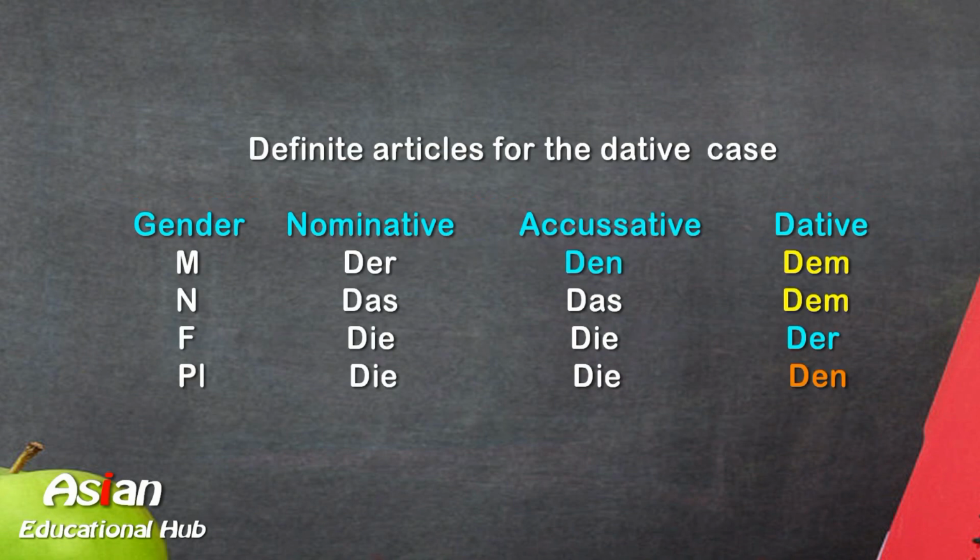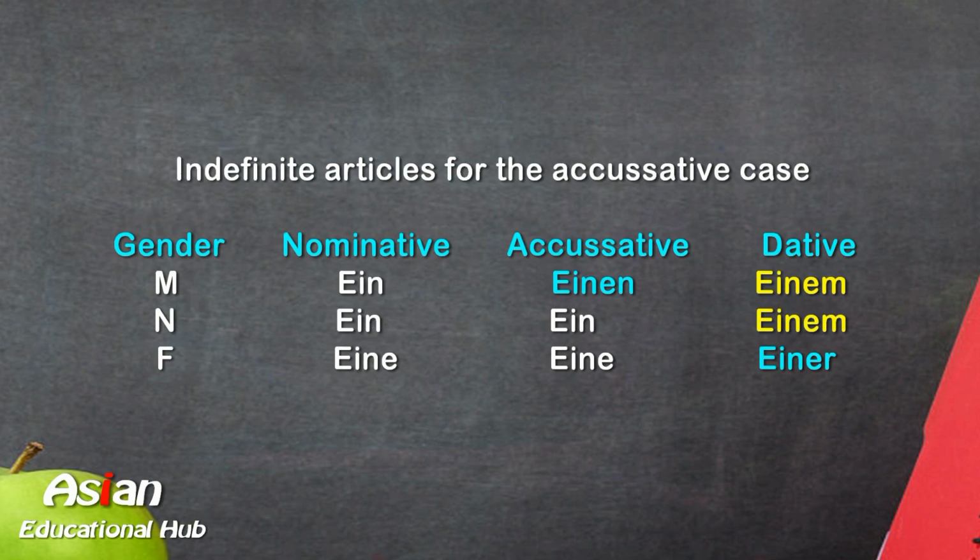Let us learn the definite articles for the dative case. In the dative we use dem, der and den. Dem for masculine and neuter nouns, der for feminine, and den for plural nouns. In the same way, for indefinite articles we use einem, einem and einer. Einer for feminine nouns and einem for masculine and neuter nouns.